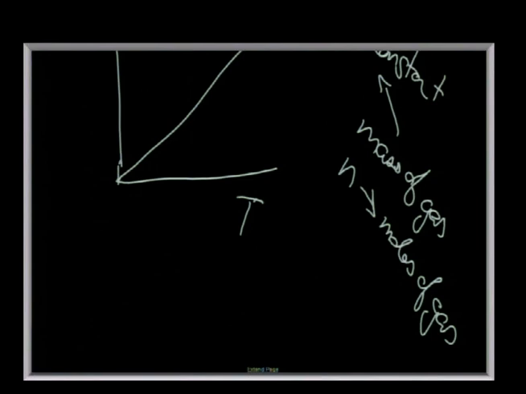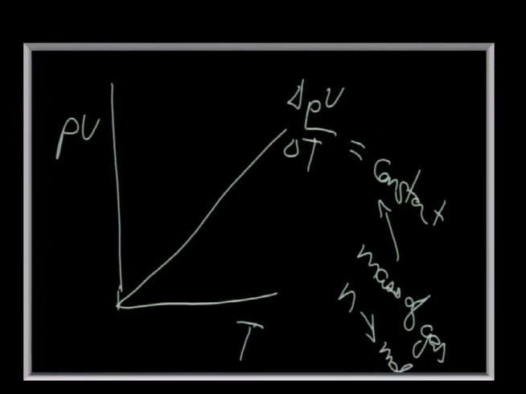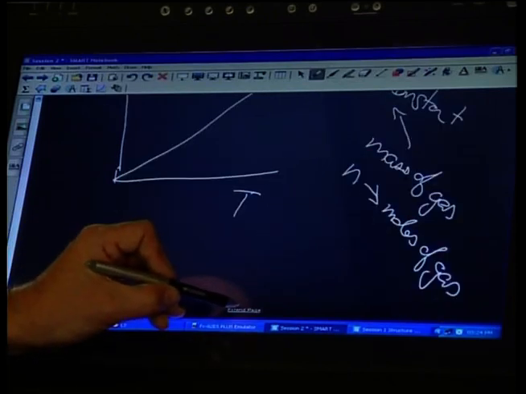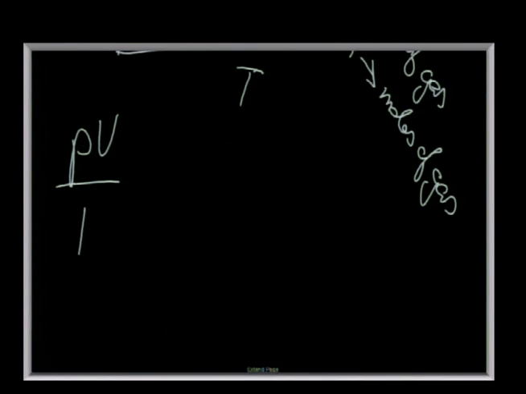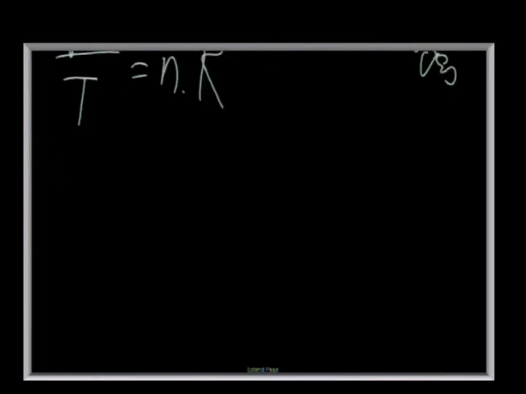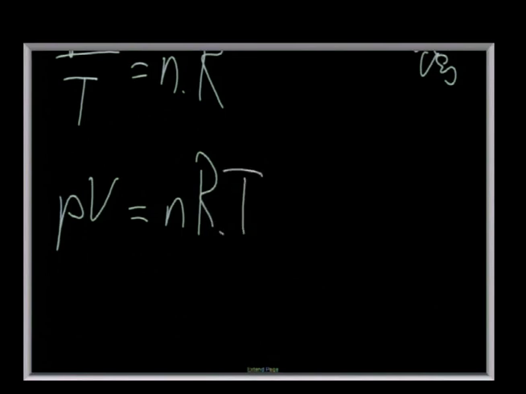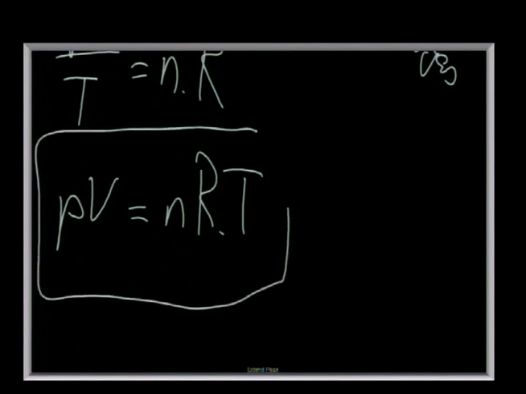Out of this graph and this general equation, we end up with an equation that looks something like this. Pressure volume over temperature is equal to the number of moles times a particular constant, and that constant was given the symbol R. If we rewrite that, pressure volume is equal to the number of moles times R times the temperature in Kelvin. This equation summarizes all the gas laws. It tells us exactly how things are going to behave.